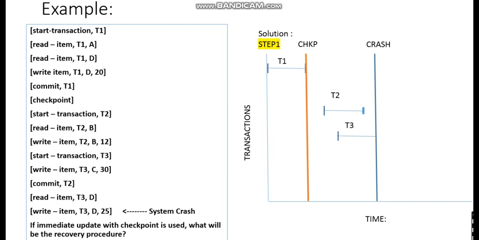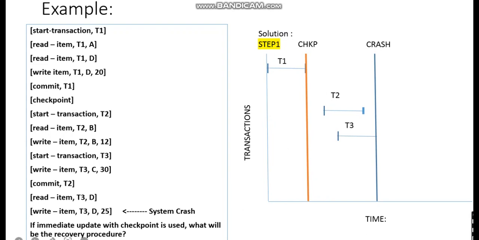The very first step is to draw this graph, which shows the checkpoint, the transactions, and the system crash. As I said, the graph has time on the x-axis and transactions on the y-axis. Step 1: which transaction started first? T1 started first. You can see before the checkpoint, T1 performed the commit operation.